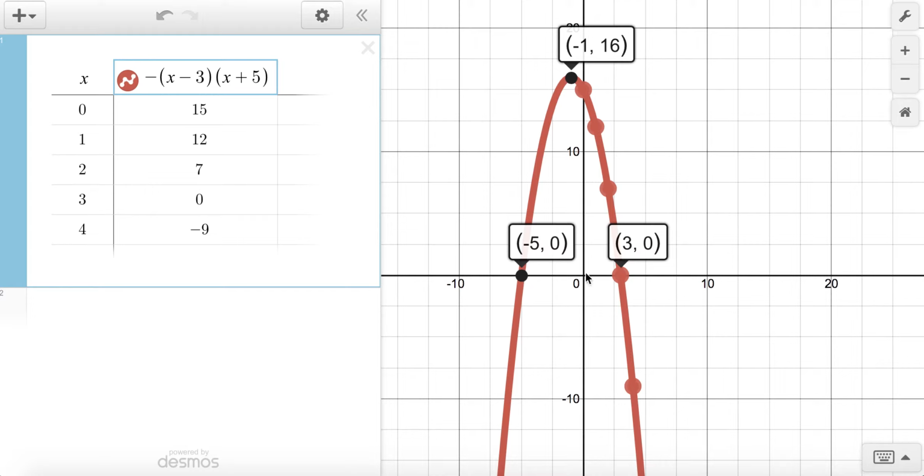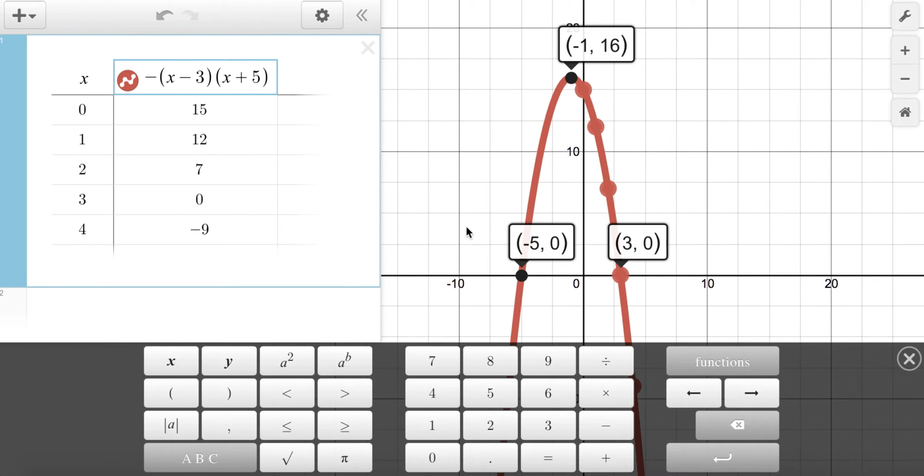In this graph, now the 3 and the 5 are playing a very different role. Now the 5 and the 3 show you the x-intercepts of the graph. This equation is written in a different form that highlights the x-intercepts rather than the vertex, like the last form does. This is the last graph you need to sketch.